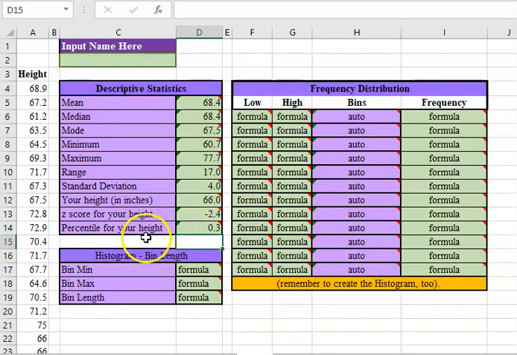Here you go, my percentile is 0.3 or 30%. This means there are 70% of people who are taller than me, and there are 29% of people who are shorter than me.